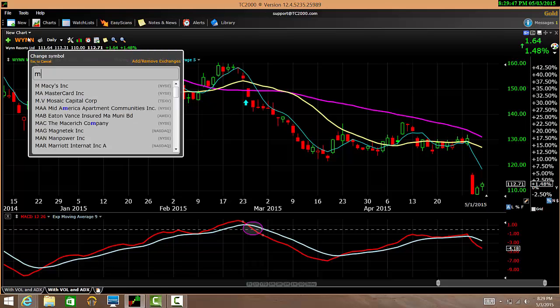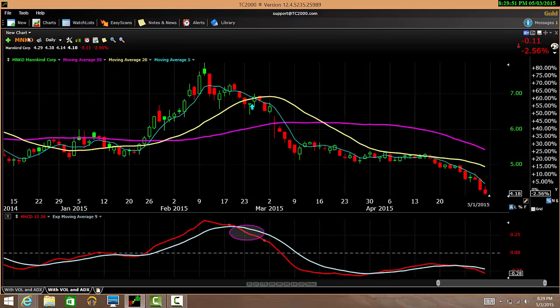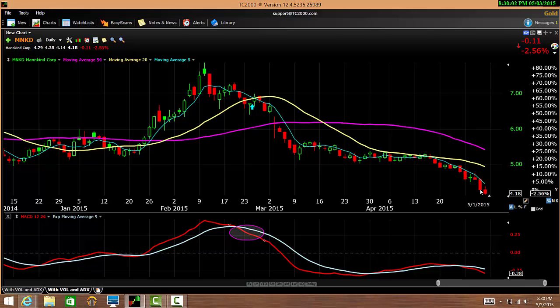And last chart, MNKD, Mankind. Again, crossover here above the zero line. You short the stock here at around 672, and it just recently hit 418.